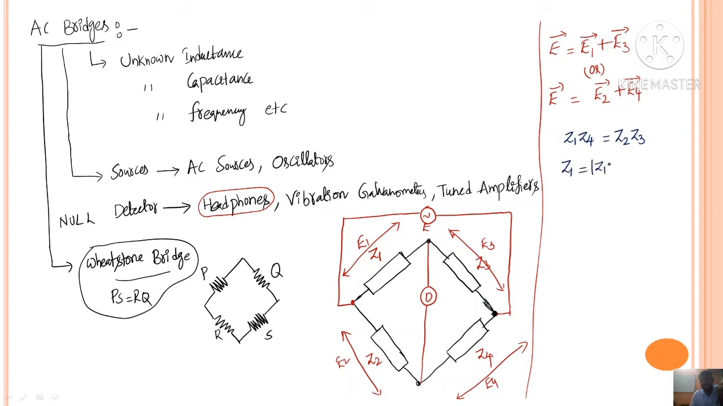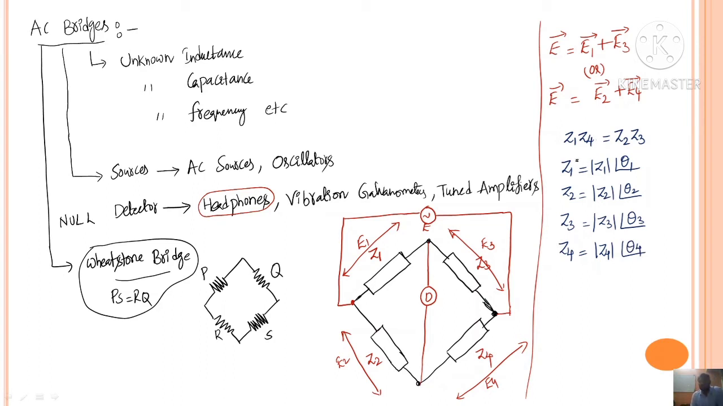It can be represented with the magnitude as well as angle. So I can represent Z1 as magnitude of Z1 at an angle of theta 1, Z2 as magnitude of Z2 at an angle of theta 2, Z3 as magnitude of Z3 at an angle of theta 3. Similarly, Z4 as magnitude of Z4 at an angle of theta 4.